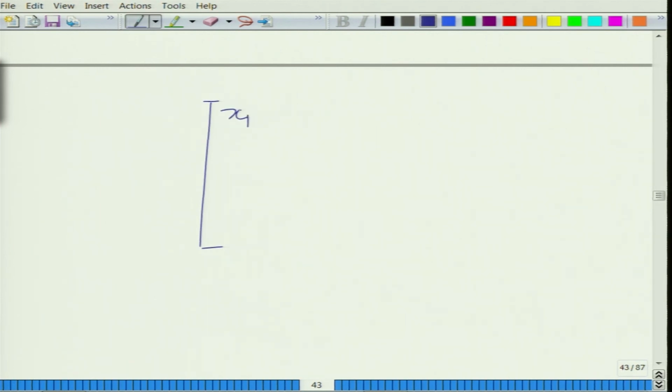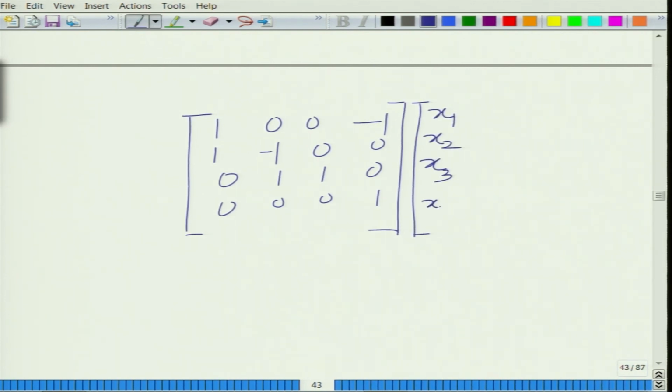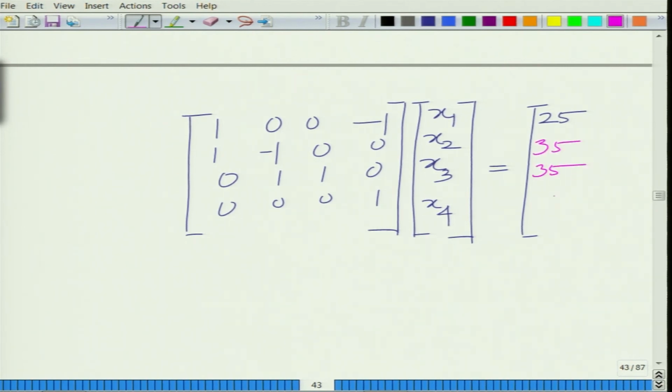So, now you are going to write this in the form of a system of equations. You write the matrix. What is the matrix? That is 1 0 0 minus 1, 1 minus 1 0 0, 0 1 1 0, 0 0 0 1, and therefore, you can write this as this times x1, x2, x3, x4, this is equal to your 25, 35, 35, minus 20.